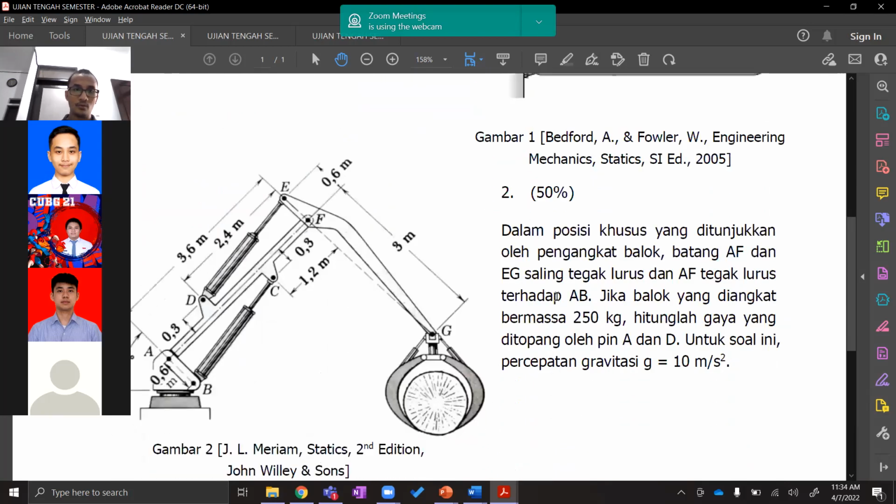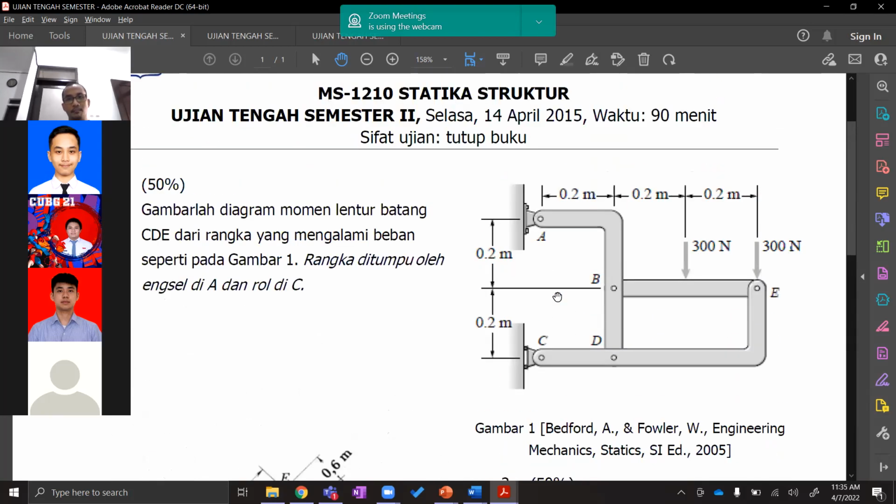I think I will review this with you first. Maybe after this, we will try to solve this particular problem because it's quite interesting, as in this particular case, the 300 Newton, in order to find the force at point E, is quite complicated. Later we will discuss about it. Okay.